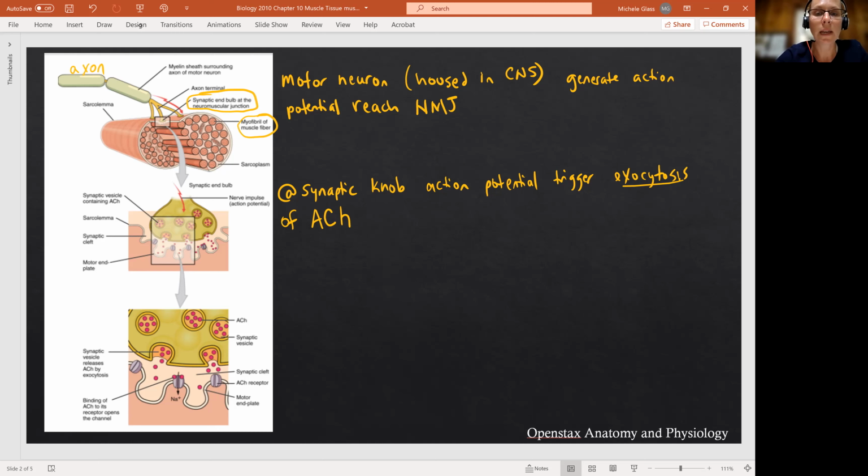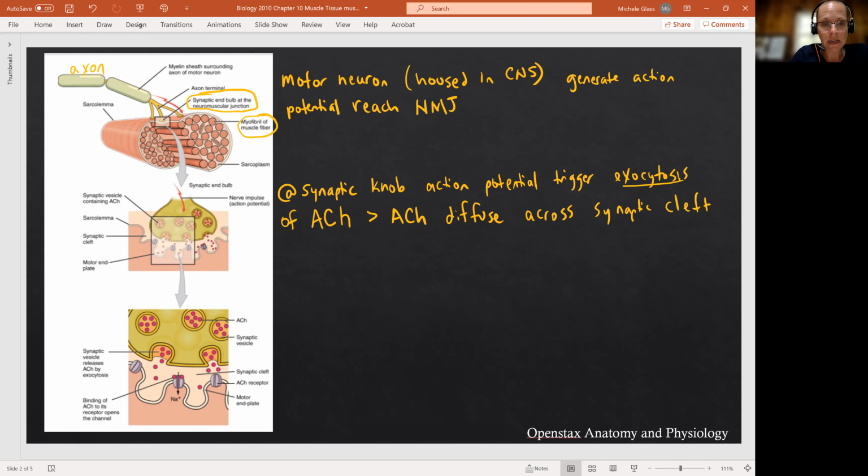So then we can say the acetylcholine is going to diffuse across the synaptic cleft. The synaptic cleft, remember, is that space. So the neuron and the muscle fiber are not touching. There's a little bit of space there. So the acetylcholine is going to diffuse across that space, across the synaptic cleft.